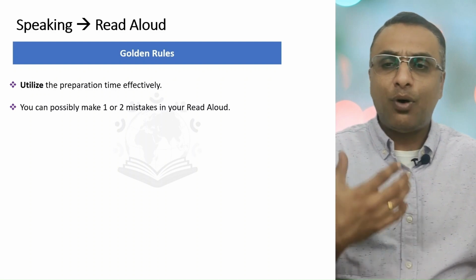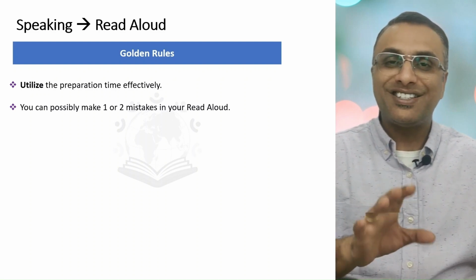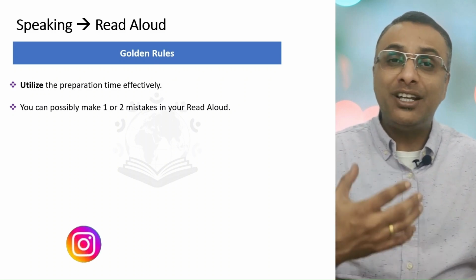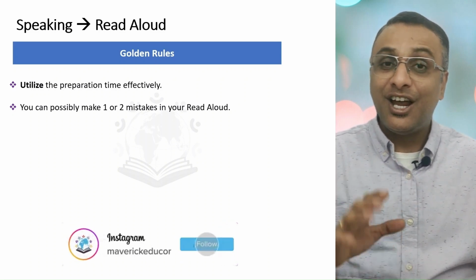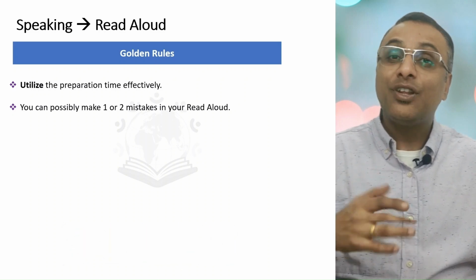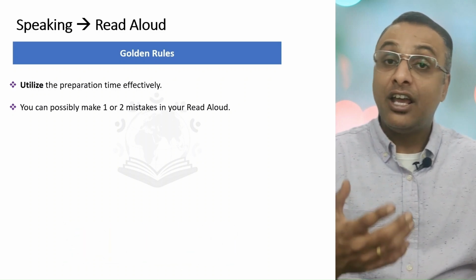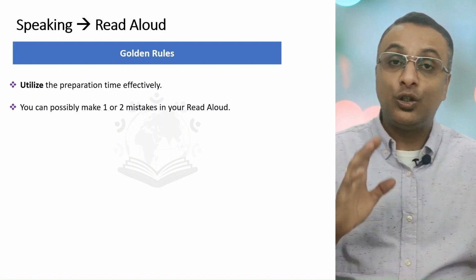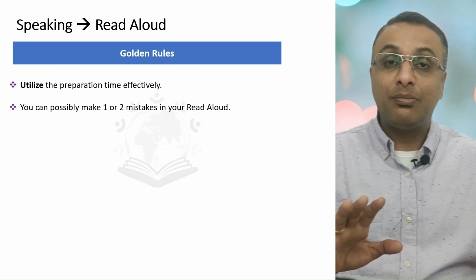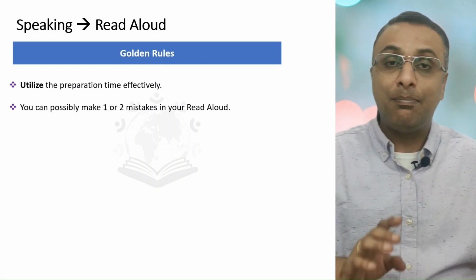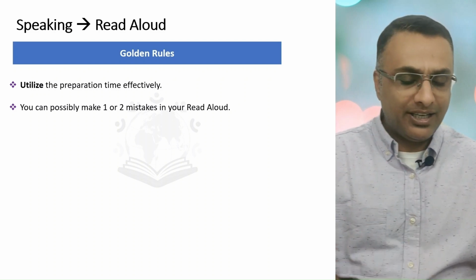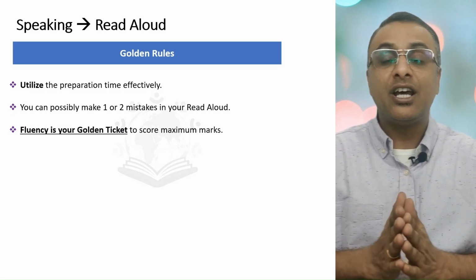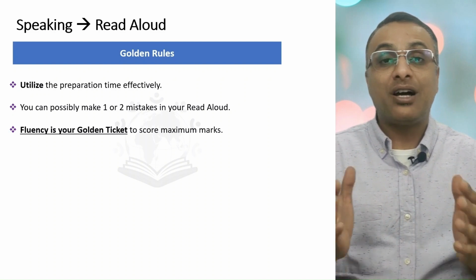Second thing, you can possibly make up to 1 or 2 mistakes in your read aloud. As humans, we tend to commit mistakes. While committing a mistake, we panic, correct? So if you panic, what will happen? Your fluency will get impacted. If your fluency is impacted, your scores are negatively impacted too. So remember, even though you commit mistakes, please don't panic and impact your fluency. Why am I telling this? Reason being, fluency is your golden ticket to score maximum amount of marks in read aloud.